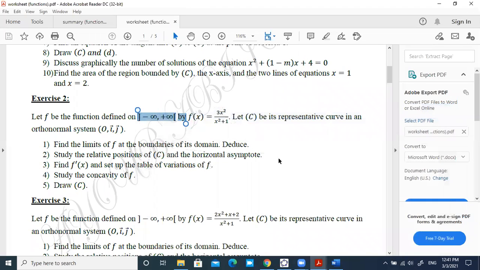Part 1. Find the limits at the boundaries. As we said, the boundaries of the domain are negative infinity and positive infinity only.